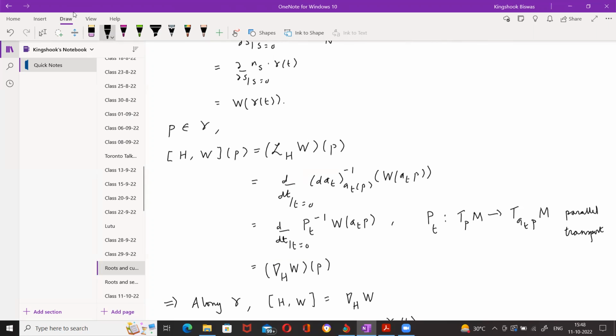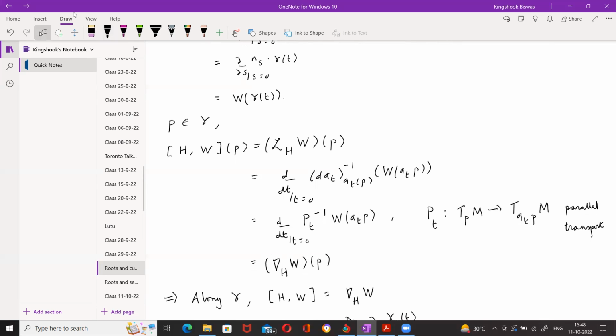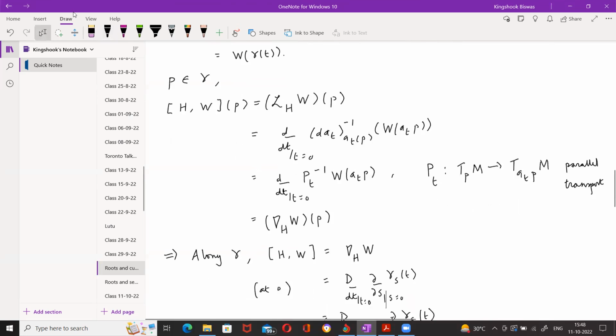Yeah, this is the definition of the Lie derivative. But now what is the derivative of A_t? This we have seen, this is parallel transport. So this is pulling back by parallel transport, right? So this is d/dt of P_t inverse of W of A_t(P). But I know that differentiating a vector field by pulling it back by parallel transport is the same as the covariant derivative, right? This is just capital D/dt of W. So this is nothing but nabla sub H of W, right? Is this clear? Okay, so that means along the geodesic gamma, the Lie bracket [H, W] is equal to nabla_H of W.